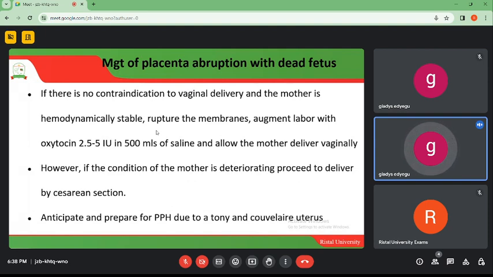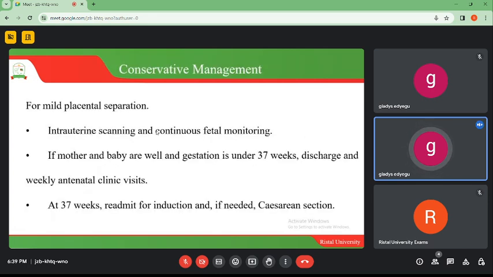have to rupture the membranes, augment labor with oxytocin, and you deliver this mother. However, if the condition of the mother is deteriorating, proceed to deliver by cesarean section, and anticipate and prepare for PPH due to atony and the Couvelaire kind of uterus, because most of these mothers end up with PPH and they also end up with the Couvelaire uterus because of that blood that has enclosed onto the uterus. It makes it weak and ends up failing to contract, leading to PPH.